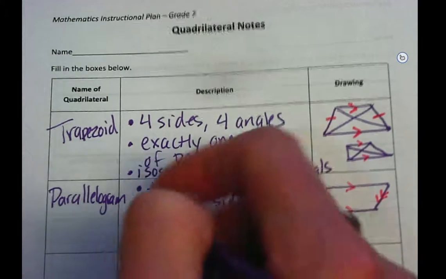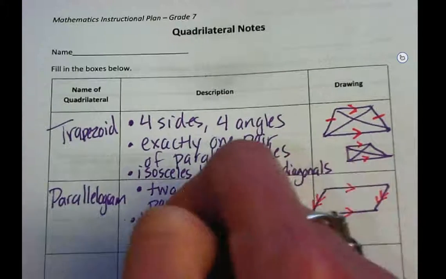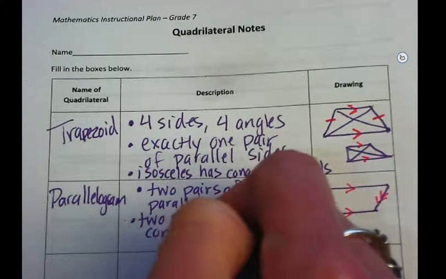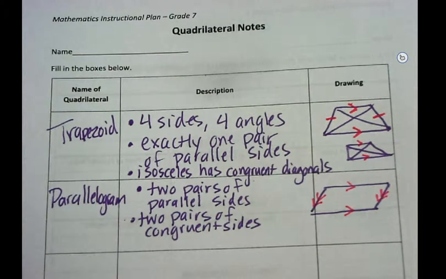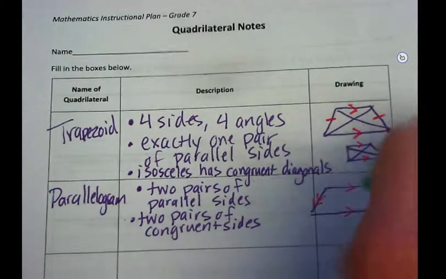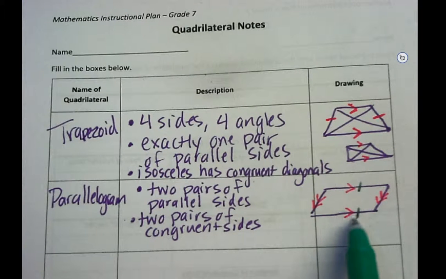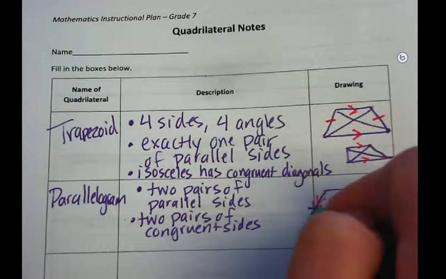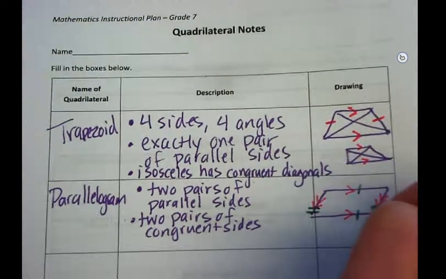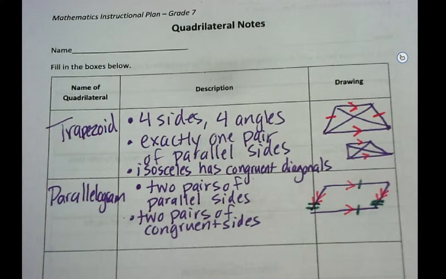It also has two pairs of congruent sides. So to show the congruent sides, we use little marks like when we did similar figures earlier this year. I can use those little dashes to show that those two lines are congruent. They're the same length. And then over here I'm going to use two lines to show that they're the same length. So I've got two pairs of congruent sides. And then the last thing we're going to look at are the diagonals.